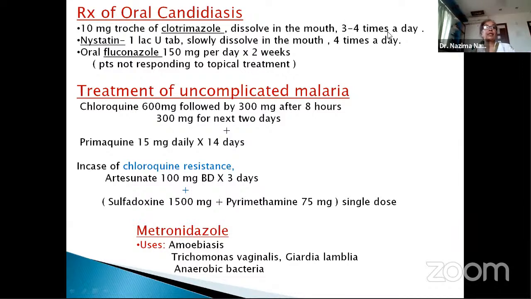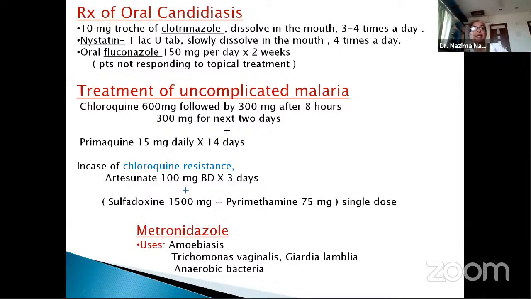Again, another drug which can be used for oral candidiasis is nystatin, where 1 lakh unit tablet, which is kept in the oral cavity, which is allowed to dissolve slowly in the oral cavity, again 3 to 4 times a day. So this is the topical treatment for oral candidiasis.